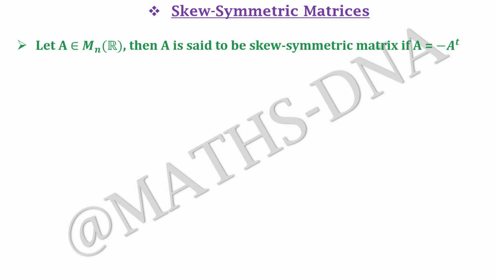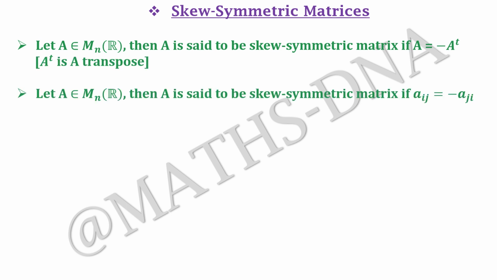Now moving on to skew symmetric matrices. What are skew symmetric matrices? Let A belong to M_n(R), then A is said to be a skew symmetric matrix if A is equal to minus A transpose. Or we can also say that let A belong to M_n(R), then A is said to be skew symmetric if Aij is equal to minus Aji, where Aij is the entry in the ith row and the jth column.